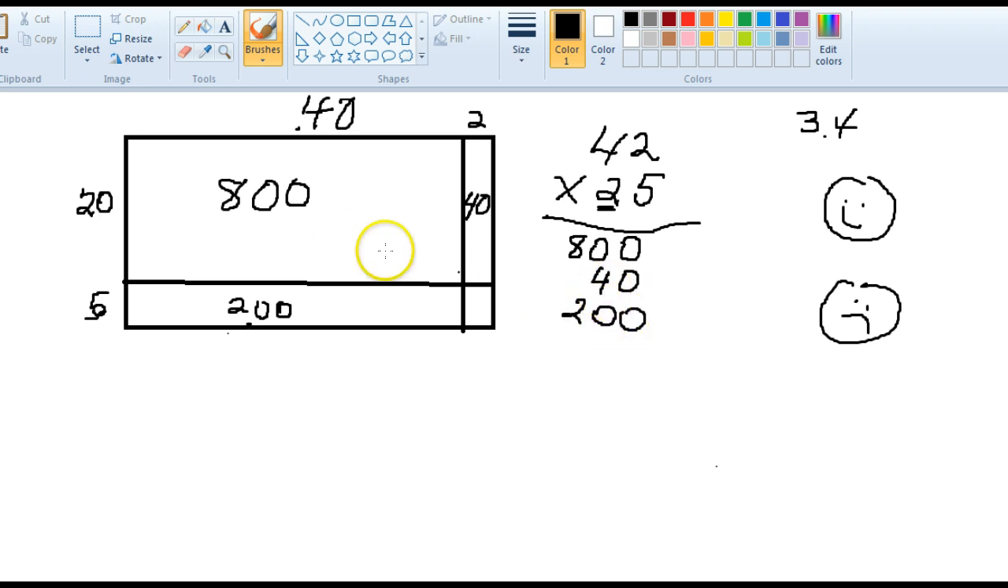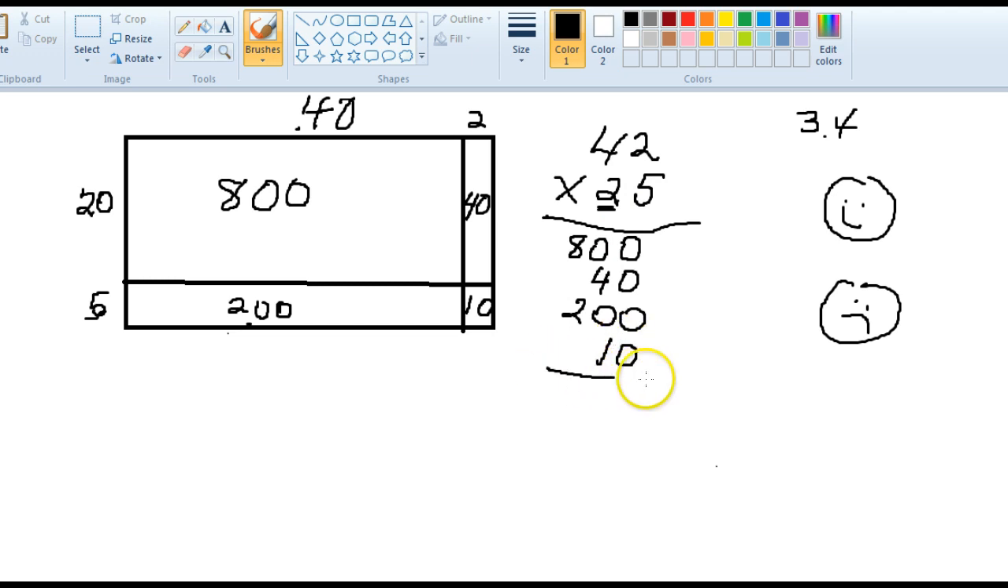All right? And then the last one we do is our ones by our ones. So that's 5 times 2, which is 10. And so here we go, 5 times 2, which is 10, and we're stacking that here.